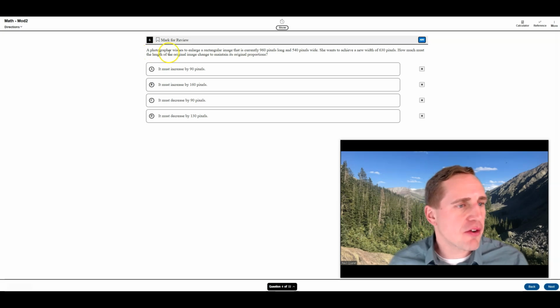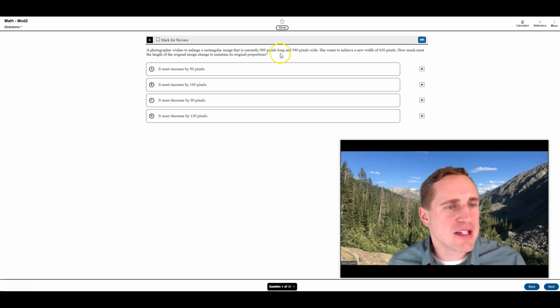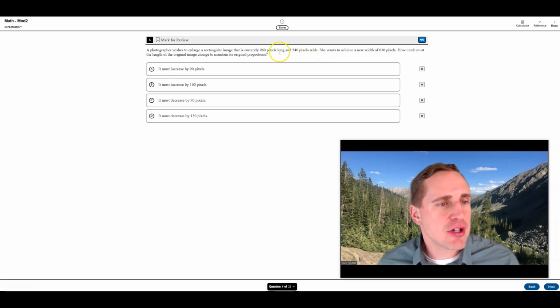Number 6, a photographer wishes to enlarge a rectangular image that's currently 960 pixels long and 540 pixels wide. She wants to achieve a width of 630 pixels. How much must the length of the original image change to maintain its original proportions? I think this is definitely a proportion problem. So let's do 960 compared to 540.